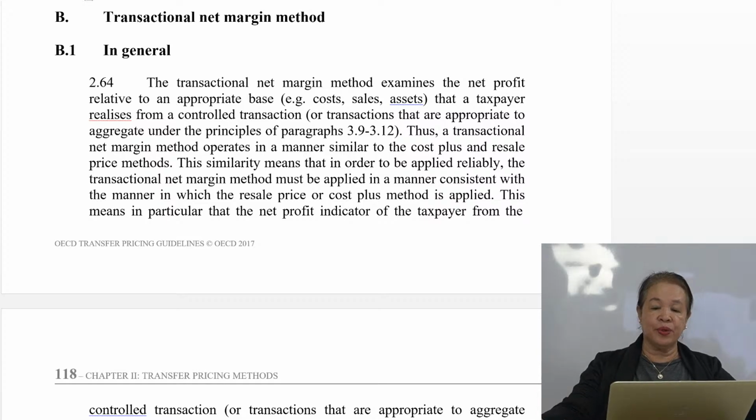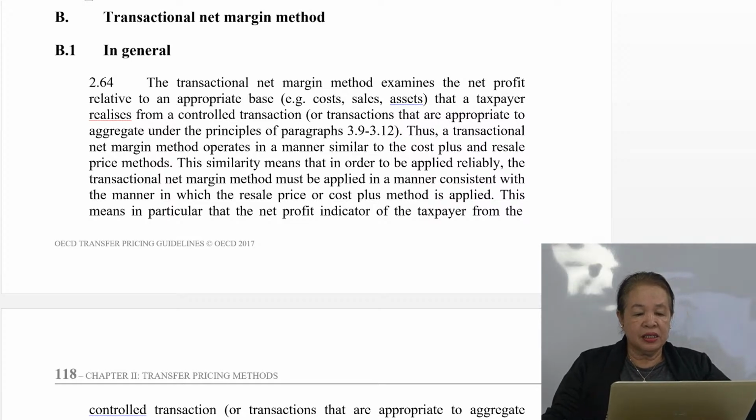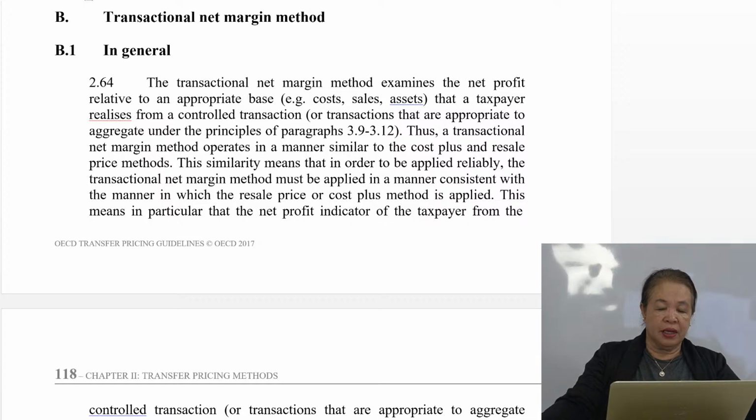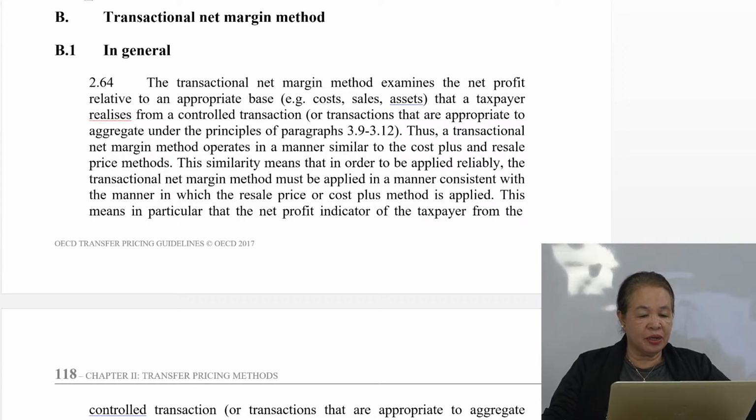that are appropriate to aggregate under the principles of paragraph 3.9-3.12 should ideally be established by reference to the net profit indicator that the same taxpayer earns in comparable uncontrolled transactions. Okay, so by reference to internal comparables, where that is not possible, the net margin that would have been earned in comparable transactions by an independent enterprise or the external comparables may serve as a guide. So paragraph 3.29 to 3.35.